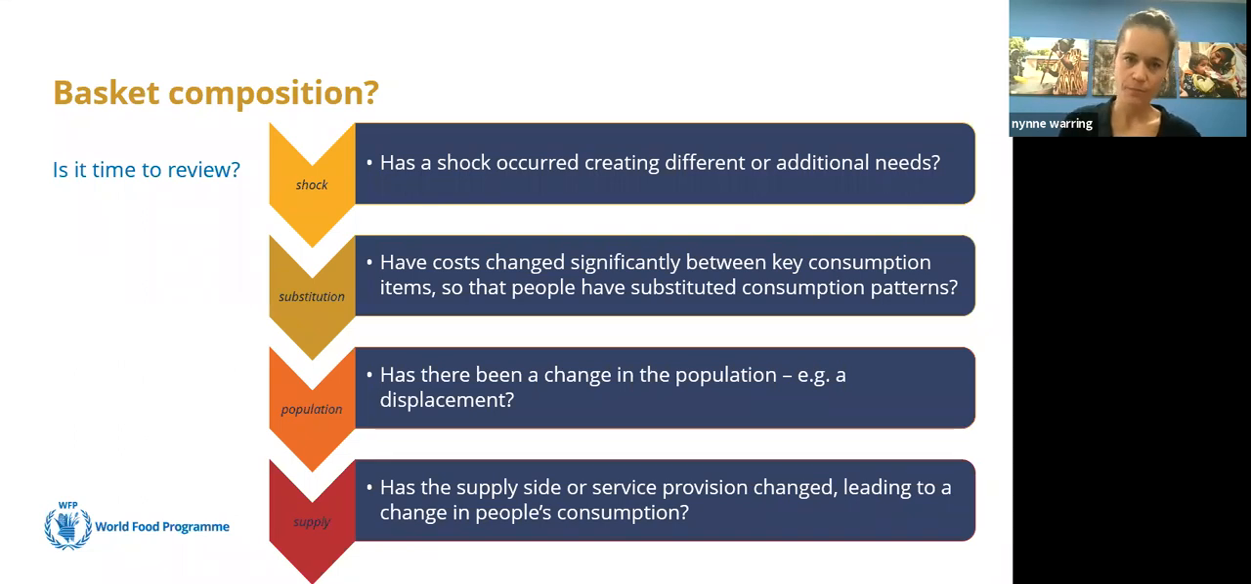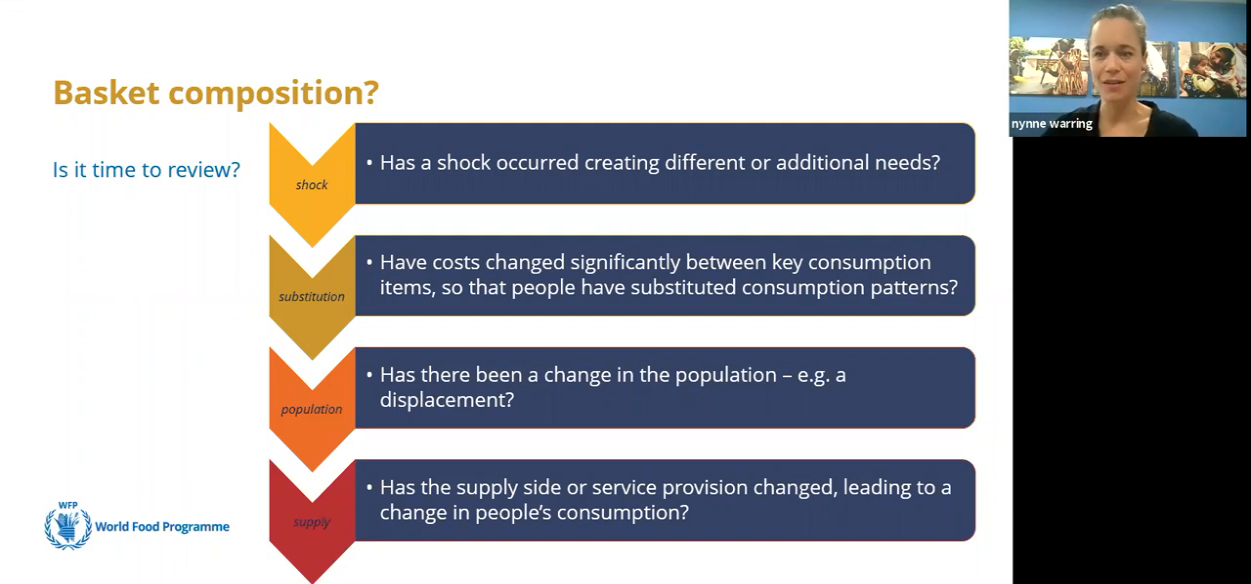And lastly, what about the supply side of things? Has the supply side, or maybe the service provision side, changed significantly, meaning that other things are now available to people so that their consumption has changed, or things that were not provided before for free are now provided for free, for instance in the health sector, meaning that it's no longer a relevant consumption item in a consumption basket, in a minimum expenditure basket.